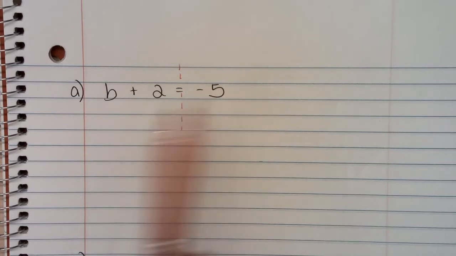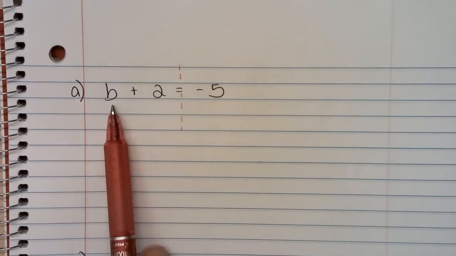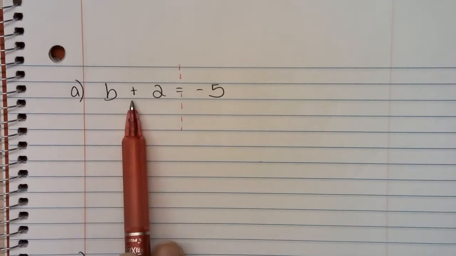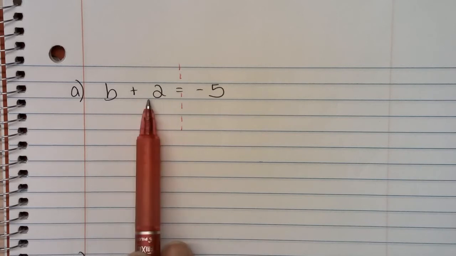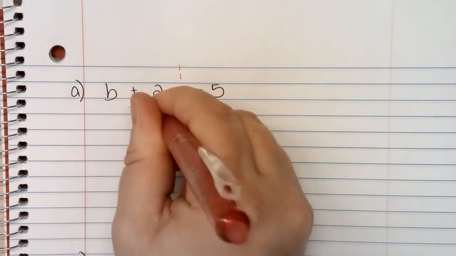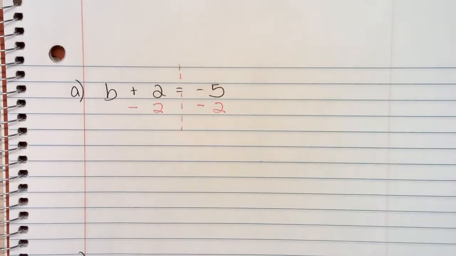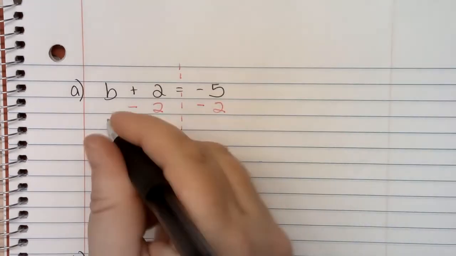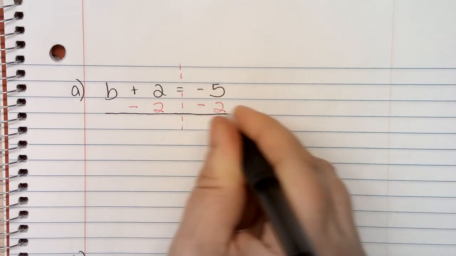All right, remember we want to isolate b. We want b by itself. We want it to say b equals with nothing next to it. Well, if we have b plus 2, so plus 2 is what's happening to b, we know the opposite of plus is minus. So we're going to subtract 2 from each side. Whatever you do to one side, you must do to the other.